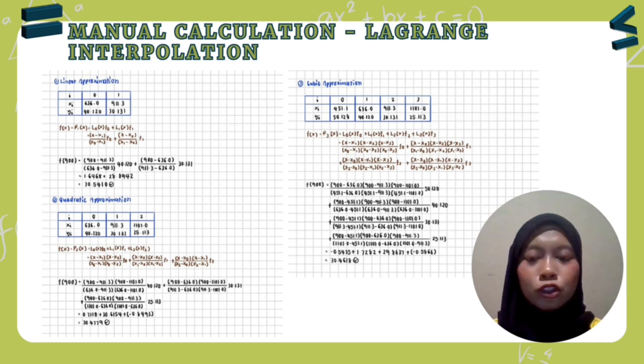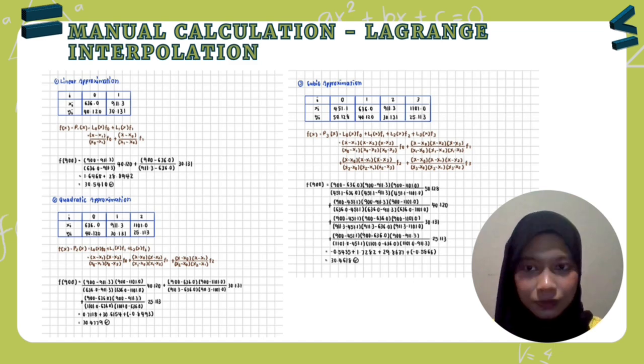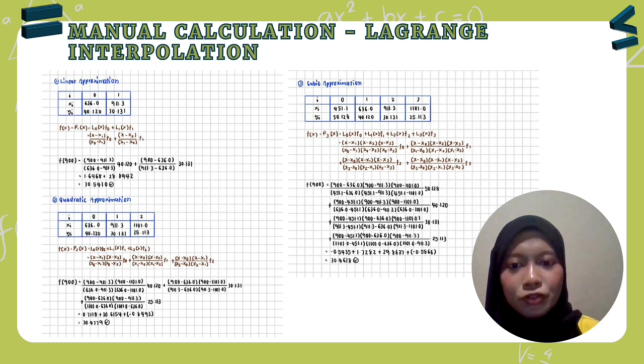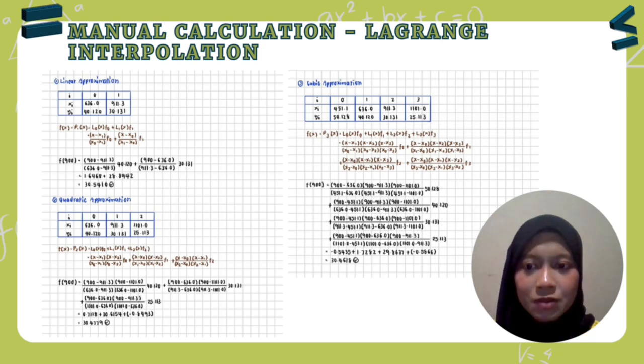For this, we select 2 points close to our target value of 900. These are 866.0 ohm and 911.3 ohm. Okay, by using the first order Lagrange formula, by substituting our value, we'll calculate the weighted influence of each temperature point. The result gives a temperature of 30.5410 degrees Celsius. Okay, this is a straight line estimate, which is a good starting point, but it doesn't account for the curvature of the data.